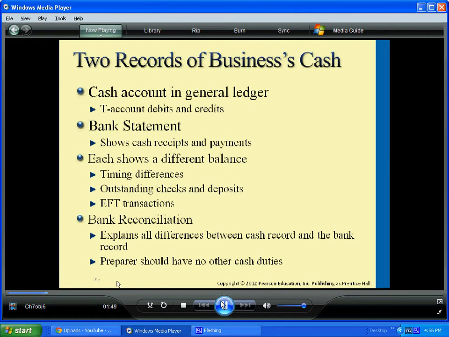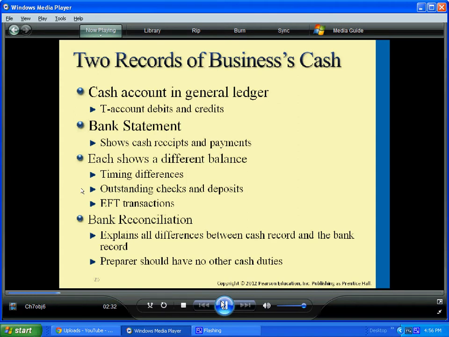Also, we might have a difference because of outstanding checks and deposits. Outstanding checks are checks that we've sent out and paid, but have not been presented to the bank yet. An outstanding deposit is a deposit we make, but it hasn't shown up in our bank account. If we make a deposit on the 30th at the end of the month, it might not appear until the subsequent month's bank statement, maybe on the 1st, 2nd, 3rd, or something like that.